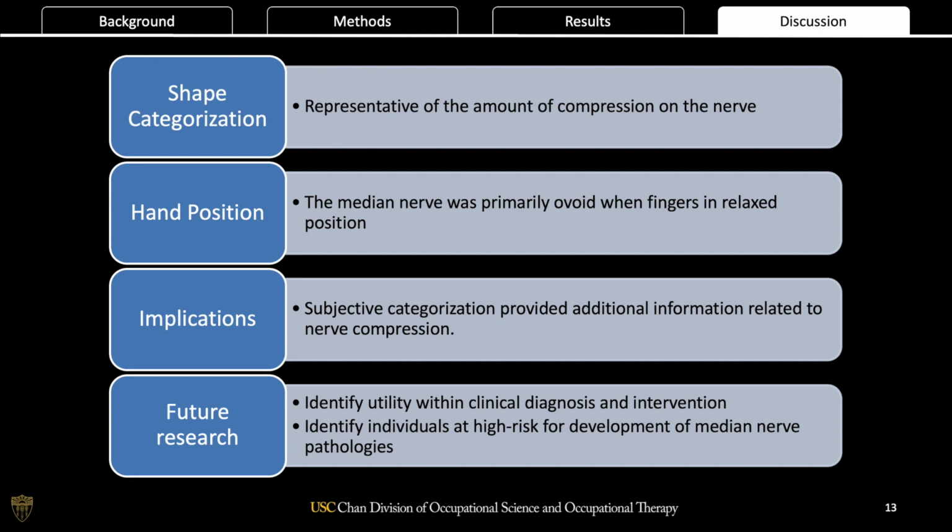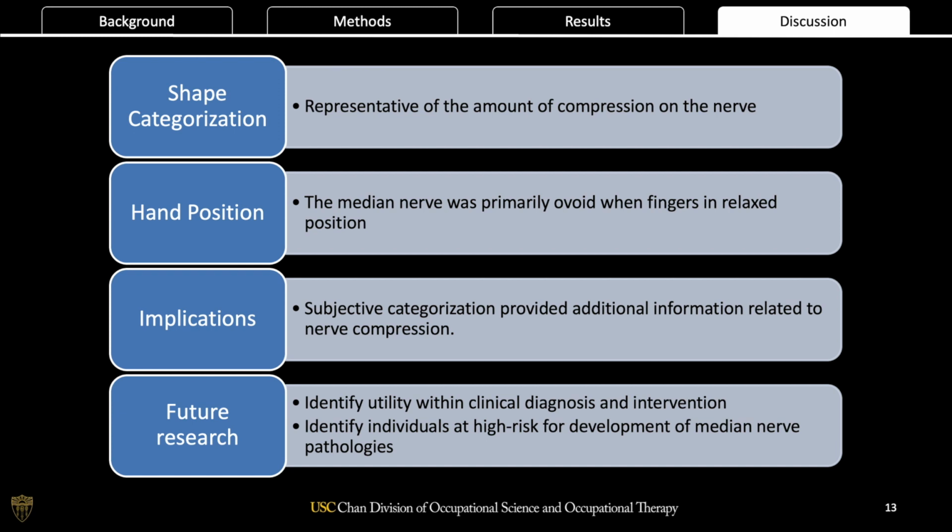Second, we found that other than nerves with a really small circularity or nerves with a really large circularity, a lot of the nerves have a middle range of circularity, and they could have different shapes and different amount of compression on them. This implies that the subjective categorization can provide additional information related to nerve compression.